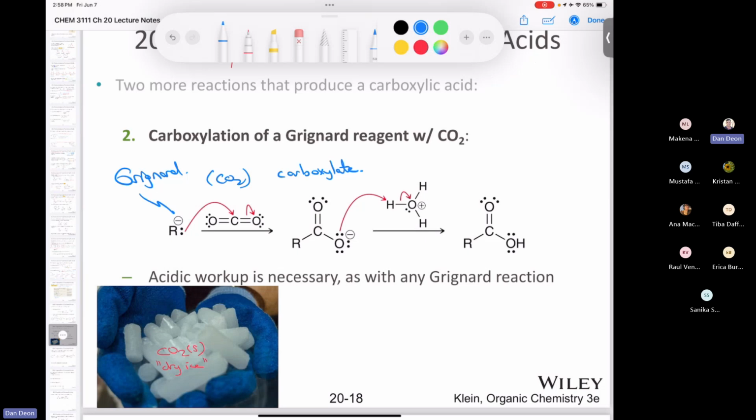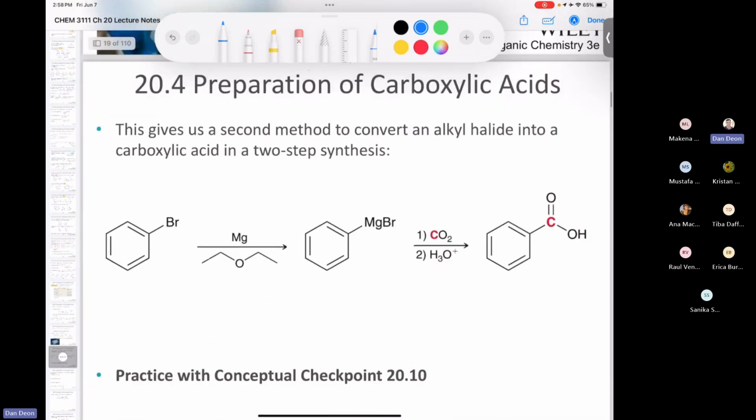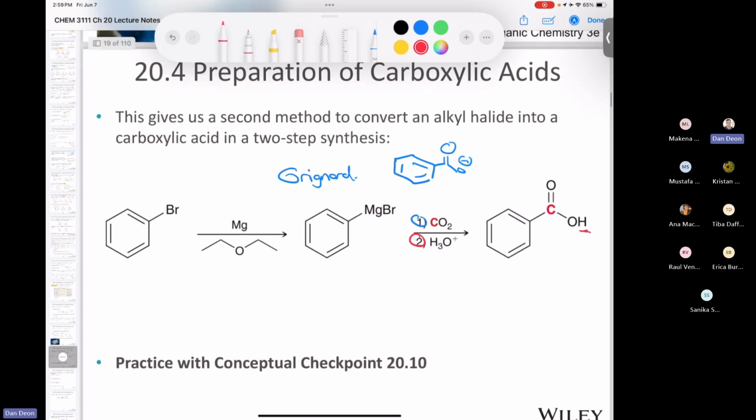And so what's the overall reaction going to look like? Well, it's on the next slide, so I'll show you. So you would take your, in this case, an aryl halide. You treat it with magnesium, and you make your Grignard reagent. And then in step 1, you treat it with the CO2. After step 1, you would end up with the carboxylate. And then in step 2, you add the proton by treating it with aqueous acid. And there you go, a new way to make carboxylic acid.